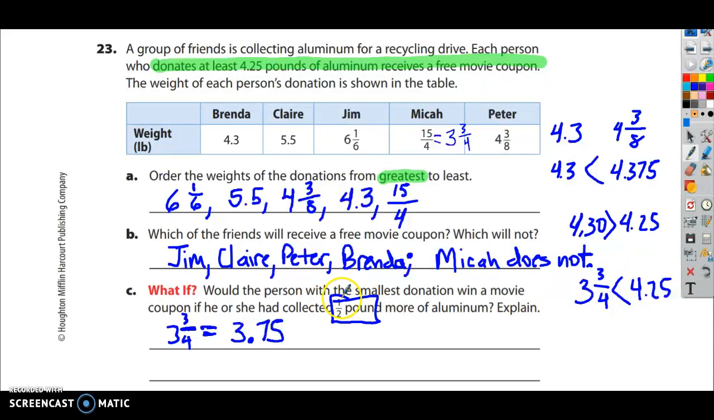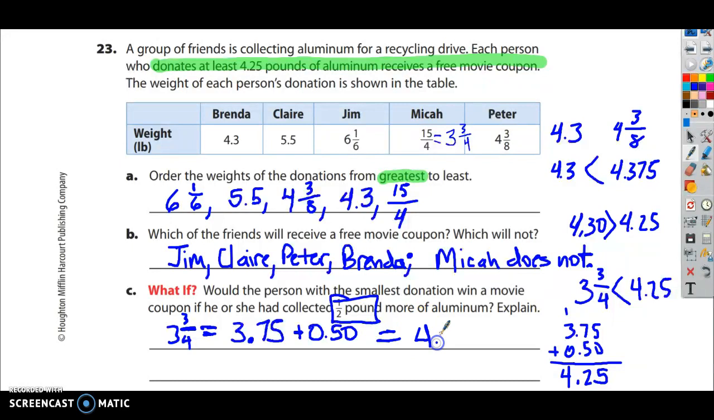And now we're going to add this 1/2 pound. How much is 1/2 pound? It's 0.5 or 0.50. Now I'm simply going to add those up. 3.75 and 0.50. I'm going to add those up and I get 5, I get 12, and I get 4, and the decimal comes straight down. I get 4 25/100ths.